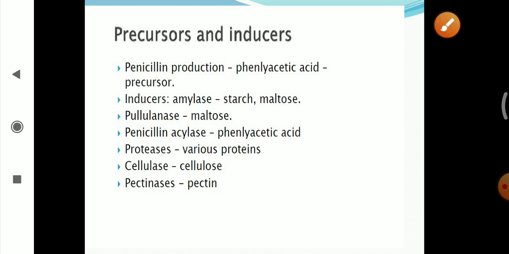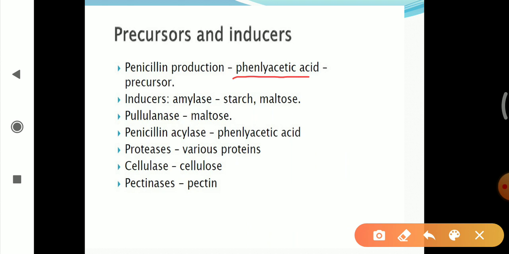So, in the fermentation medium, if we add phenylacetic acid as a precursor in the R group, then we obtain penicillin G. If we add phenoxyacetic acid, then we obtain penicillin V. The thing to remember is that a precursor will not support the growth of microorganisms but helps in product production. Phenylacetic acid gives penicillin G, and phenoxyacetic acid gives penicillin V.